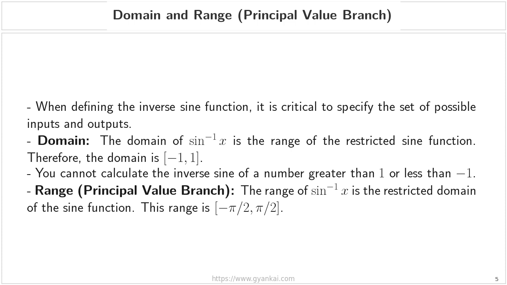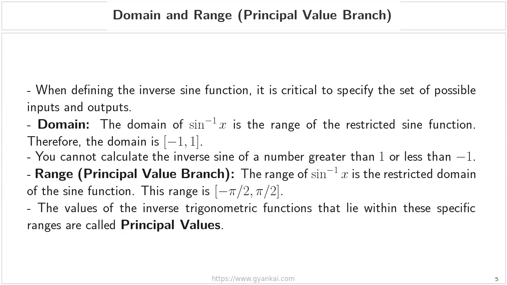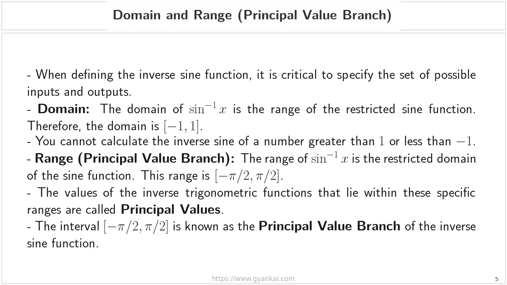Next, we move to the range. Following the same logic, the range of the inverse sine function is the restricted domain of the sine function that we established in the previous slides. Therefore, the range is the closed interval from -π/2 to π/2. It is important to note that the values of the inverse trigonometric functions that lie within these specific ranges are called principal values. Specifically, this interval from -π/2 to π/2 is known as the principal value branch of the inverse sine function. Keeping this range in mind is essential, as it ensures we get a unique answer, which we will apply in the illustrative example in the next slide.